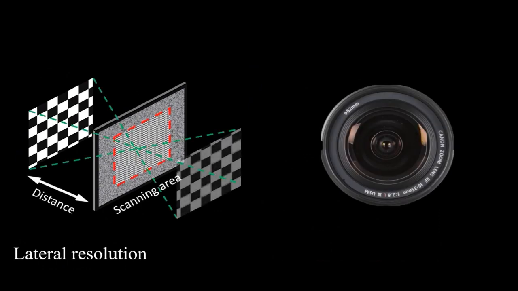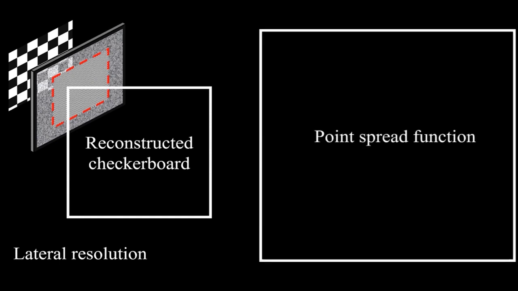I'm going to show you the reconstructed result for the same checkerboard object with the same scanning area, but varying distance. For reference purposes, I put the calculated point spread function for this virtual imaging system on the right side. Please see how the lateral resolution is degraded as a function of distance.